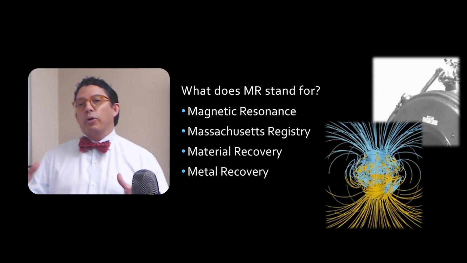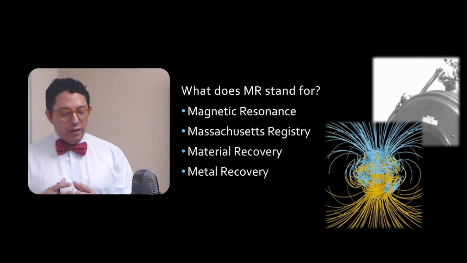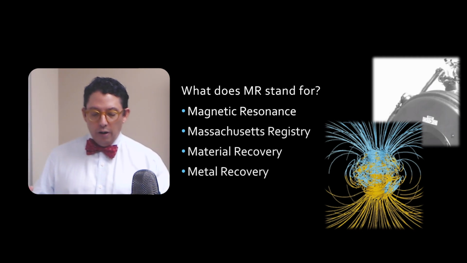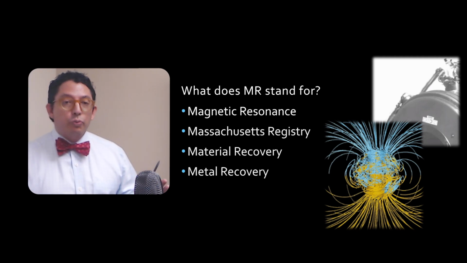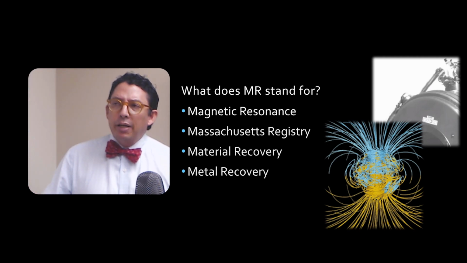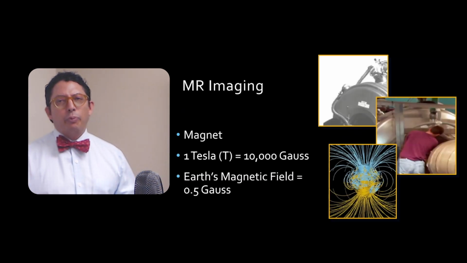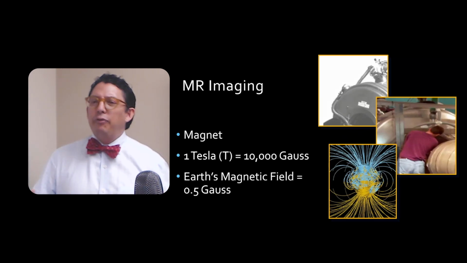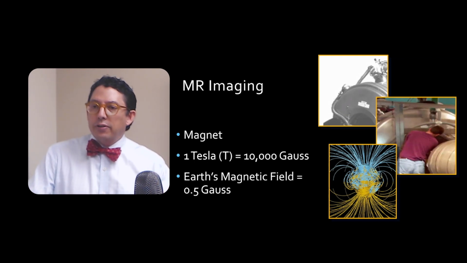Even though we're going to have a whole explanation of how MR happens, we need to have a basic understanding of what goes on with MR. So, what happens with MR is that you have a huge, very, very potent magnet. And the way we measure the magnetism is in something we call Tesla. To give you an idea of what a Tesla is, one Tesla is around 10,000 Gauss.